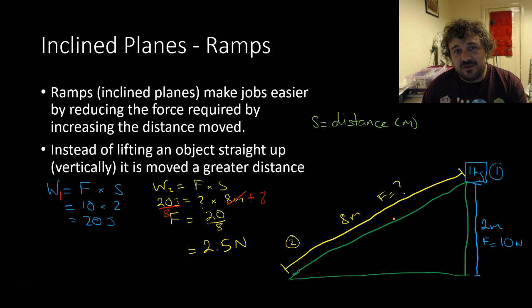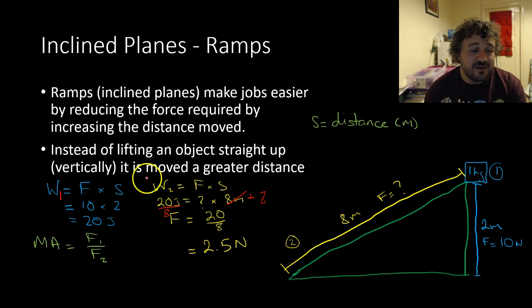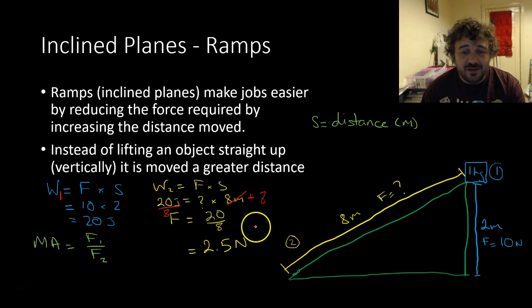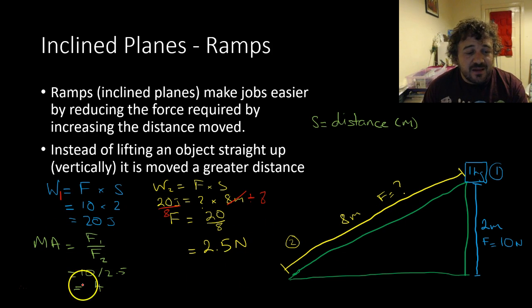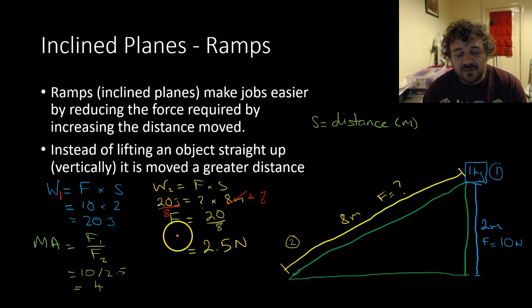But what is the advantage of using a ramp? Mechanical advantage, as we know from earlier, is a ratio. So we have force 1, that's this one here, divided by force 2, that one there. It's 10 divided by 2.5, which is 4. And to show you that it's consistent, if we make it 8 meters divided by 2, it's still 4.